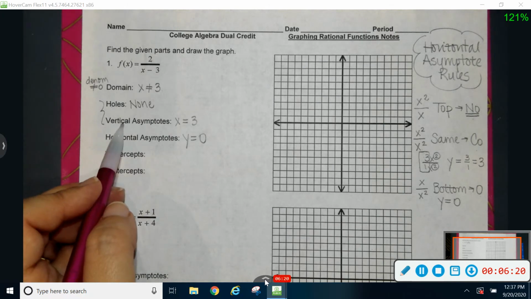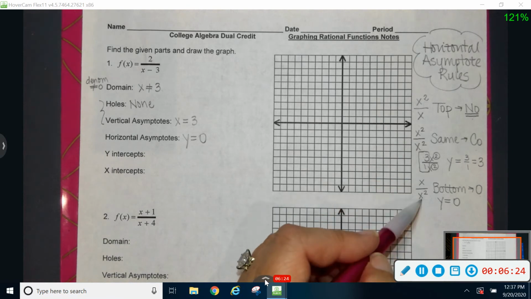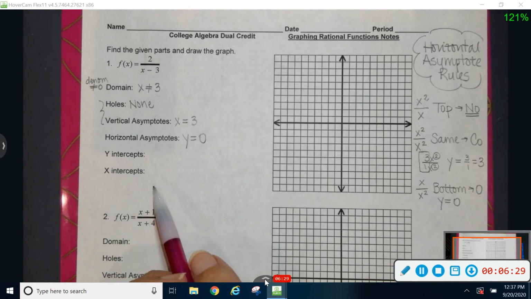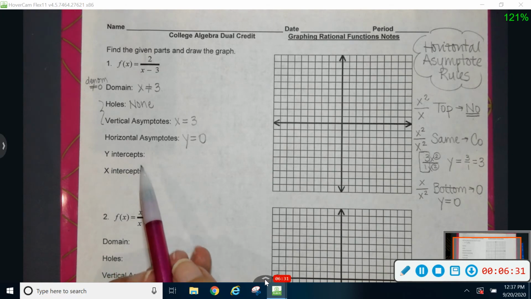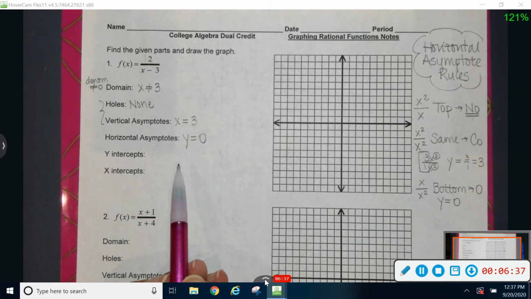So vertical asymptotes rely on our domain. Horizontal asymptotes rely on these rules over here. Then we have good old x and y intercepts. We've been talking about those with linear equations. We've talked about them with quadratic equations. Now we're going to talk about them with rational equations.